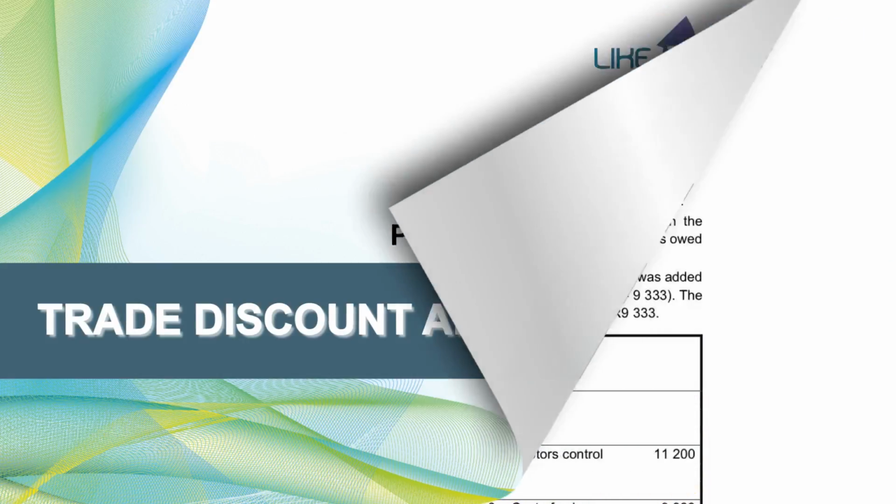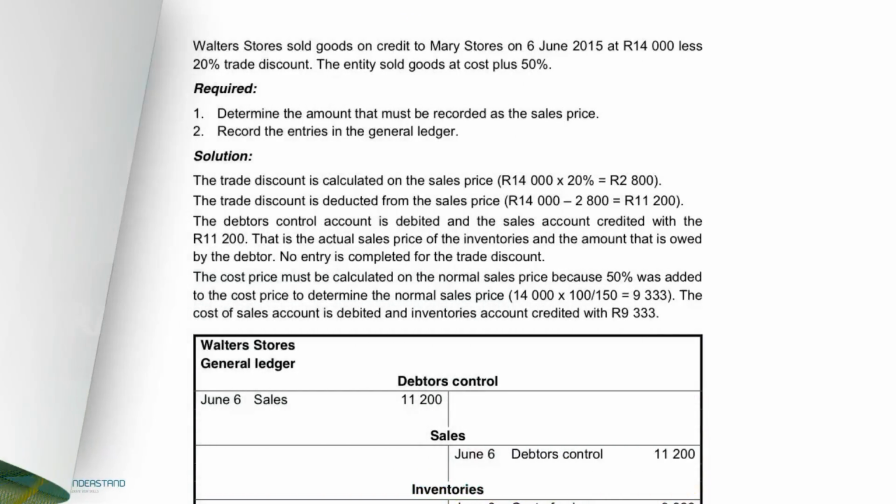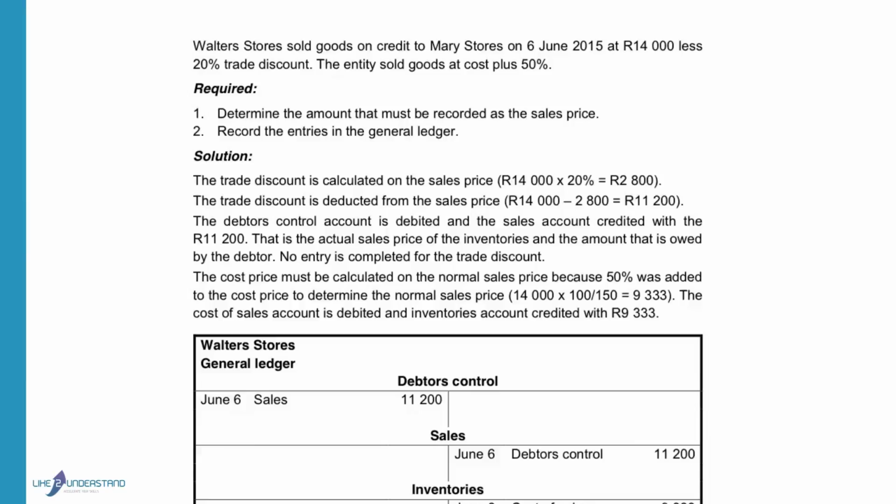Good afternoon. We will pay attention to trade discount allowed today. Walter Stores sold goods to Mary Stores for 14,000 less 20% trade discount. So the supplier is prepared to give discount for bulk sales to increase their sales, and that discount that they give will reduce the purchase price of the buyer and it will reduce the sales price of the supplier.